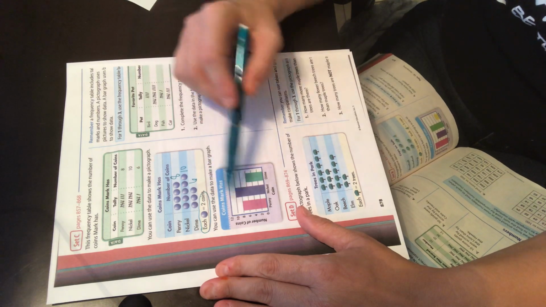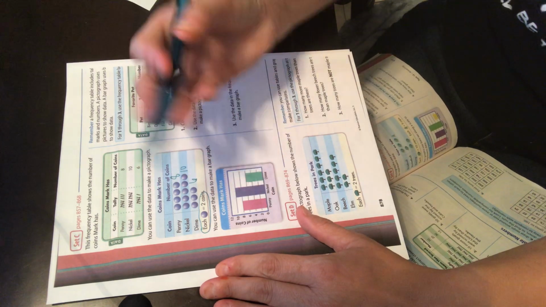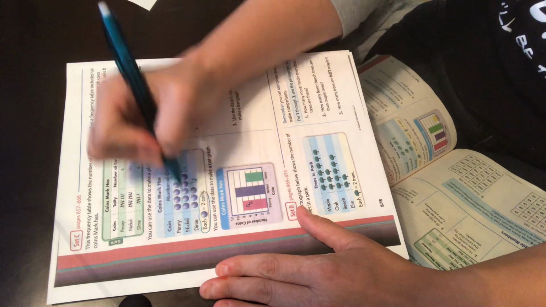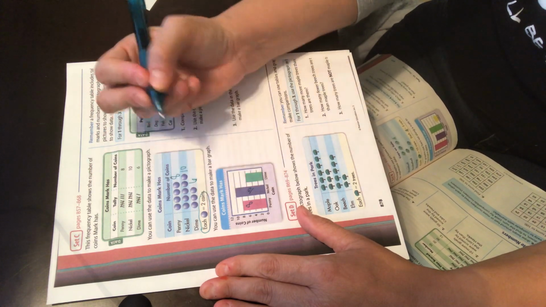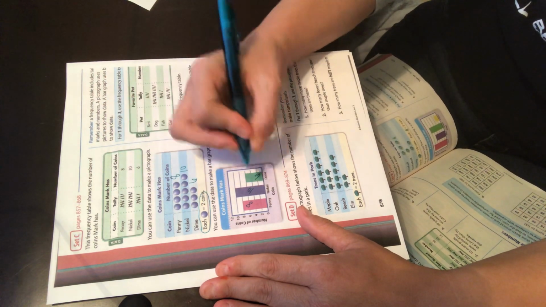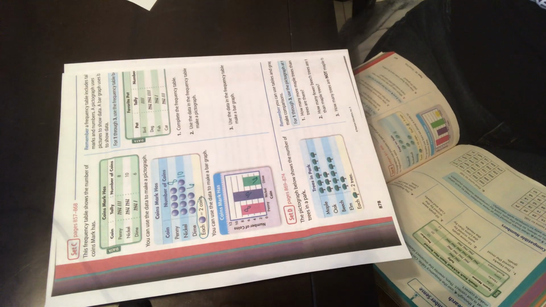You can use the data to make the bar graph. They took the exact same data. Look, 8 was pennies. 10 was nickels. Dimes was 6. Look, they made the data. Beautiful, right? Love it. So let's look over here.